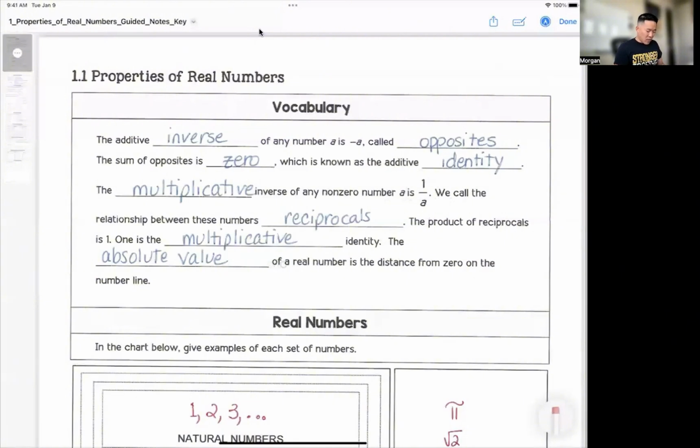The absolute value of a real number is the distance from 0 on the number line. If you don't remember, we'll go over it in just a little bit.